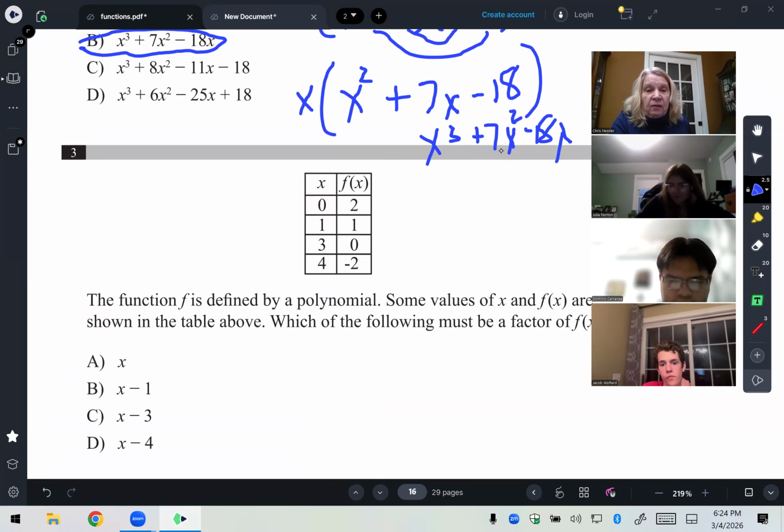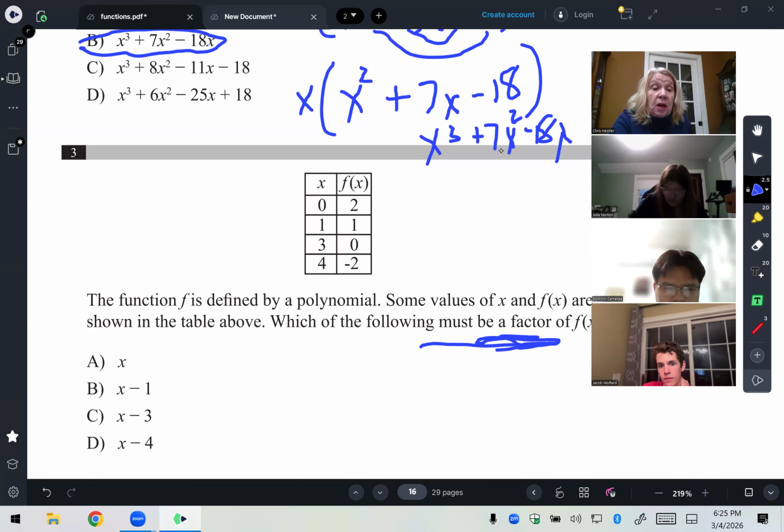This one. The function f is defined by a polynomial. Some values of x and f of x are shown above. Which of the following must be a factor of f of x? So it's got to be x minus 3, because if I put in a 3, I'll get out 0. Does that make sense? Can you explain it any better than that? The factor would be at the 0, and I like your explanation.